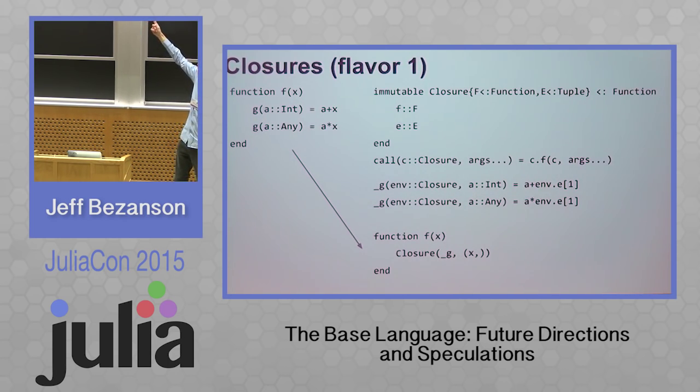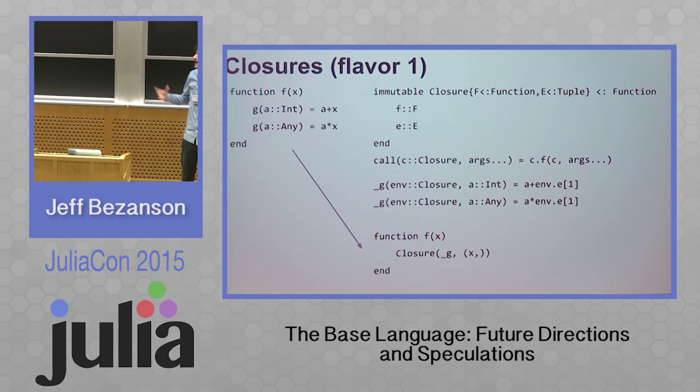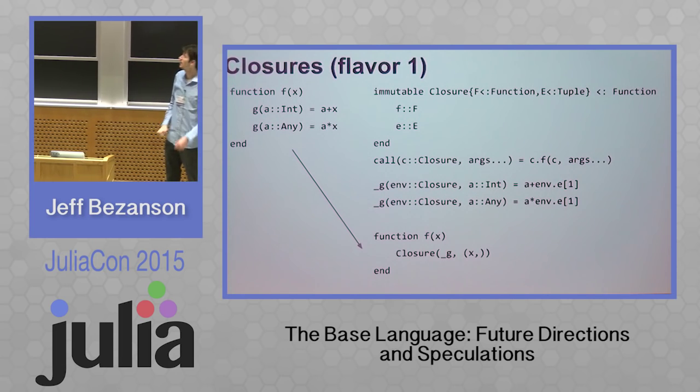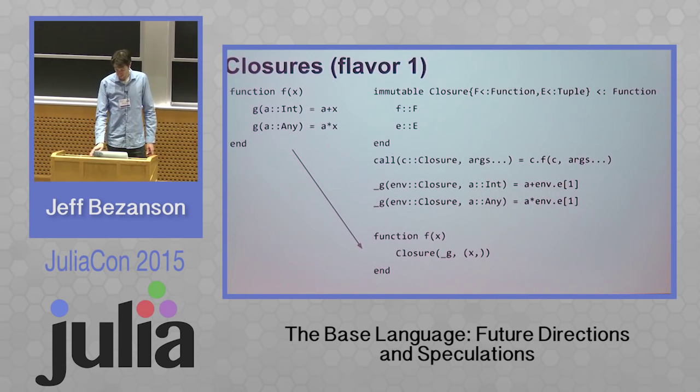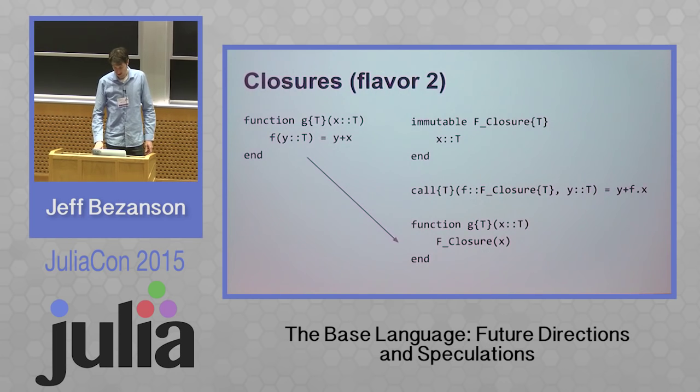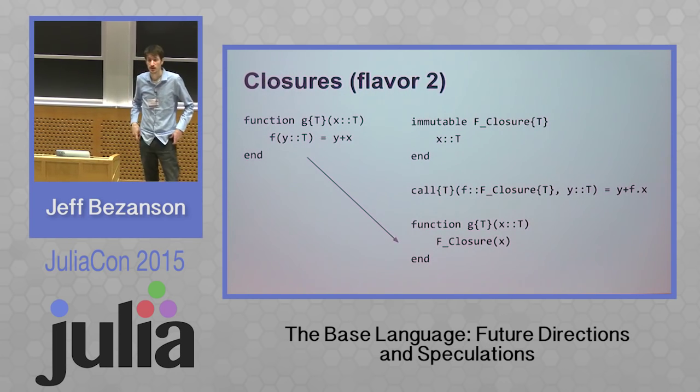And then finally, the actual function f itself would be translated to that at the bottom, where all it does is create a data structure. It just allocates an object that says, call g, and here's the data for it, here's the x. So this translation would work. But there's another possible way to do it as well.